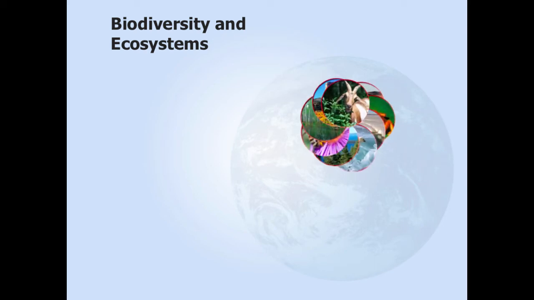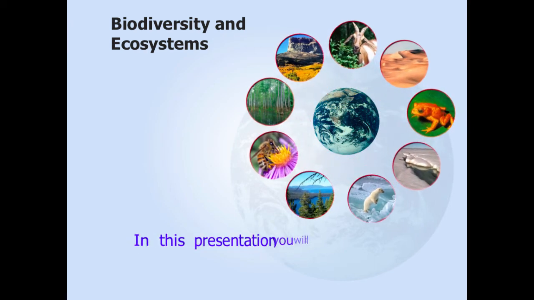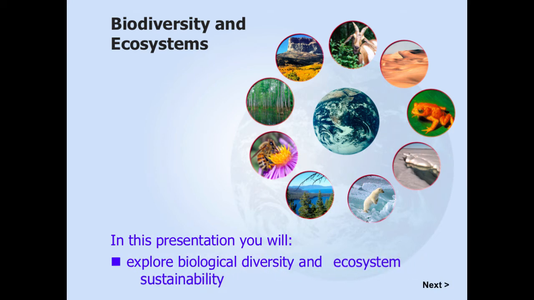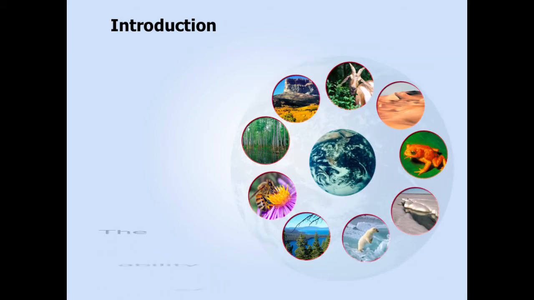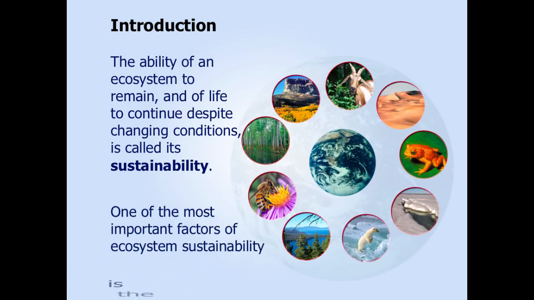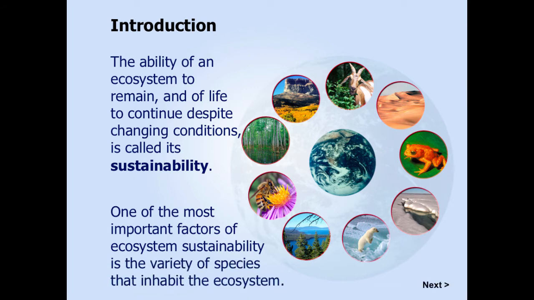Okay, class, today we're going to talk about biodiversity in ecosystems. So, the ability for an ecosystem to remain and for life to continue despite changing conditions that can happen in nature is called sustainability. Sustainability is the ability for an ecosystem to remain flourishing and stable.